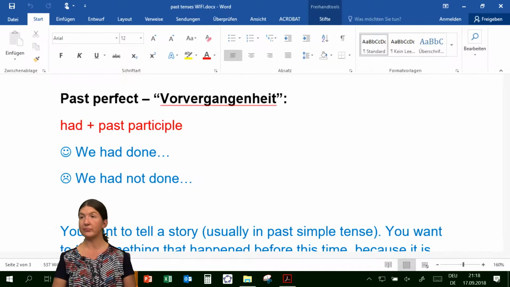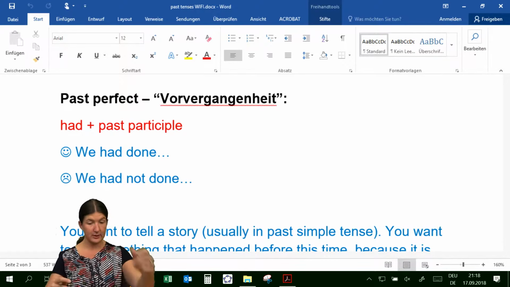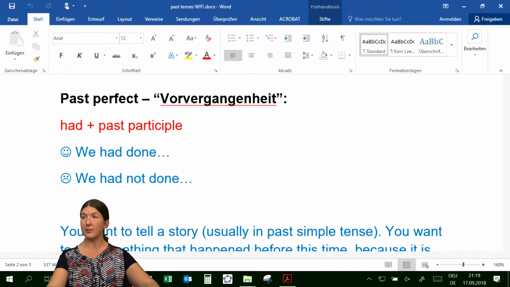We had done all the housework, or we had not done all the housework. It doesn't really very frequently occur in its question form, because that is just a usage that you don't have that much, using a past perfect in a question. But then it would be something like had we done. But for the combination with the past simple, and it being the subordinate clause in most of the cases, you would not use it that much.